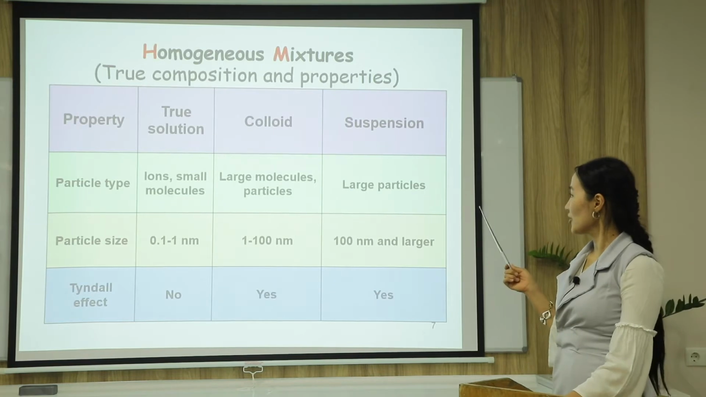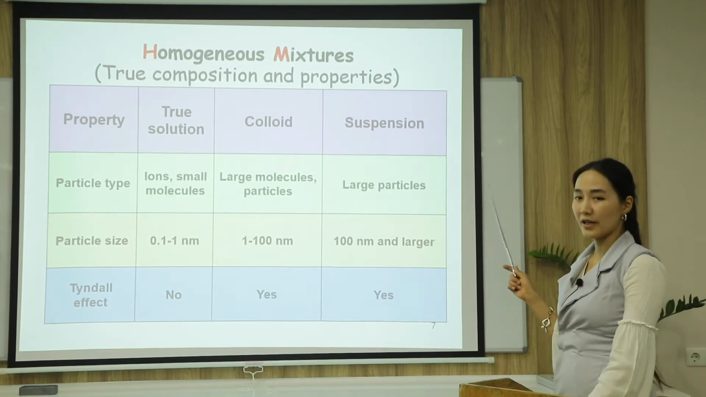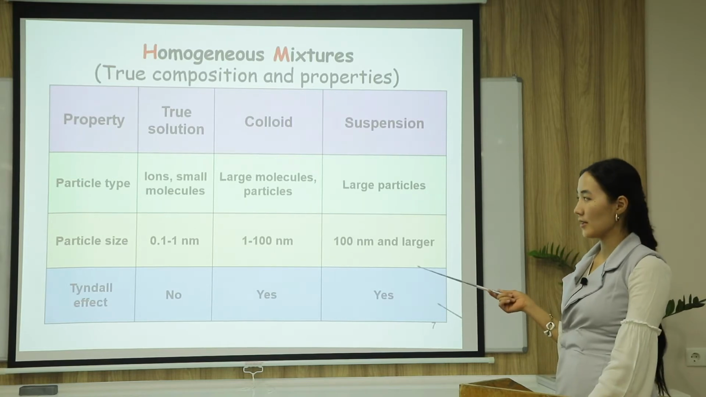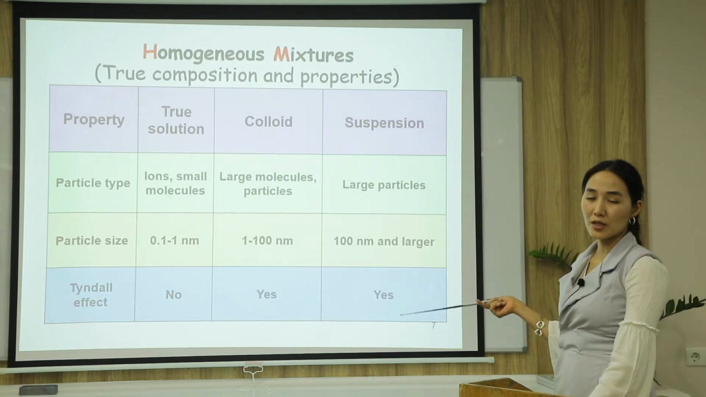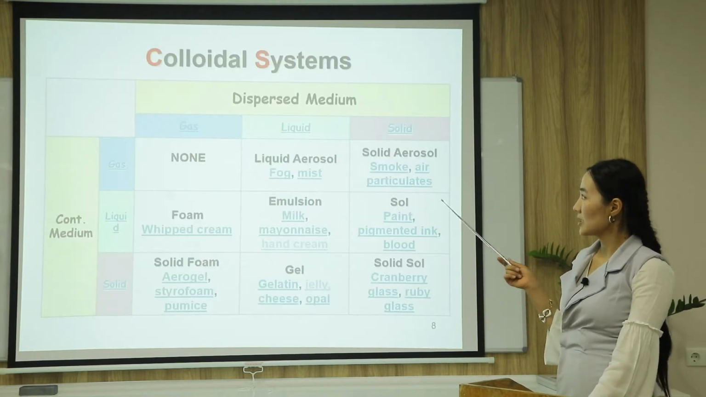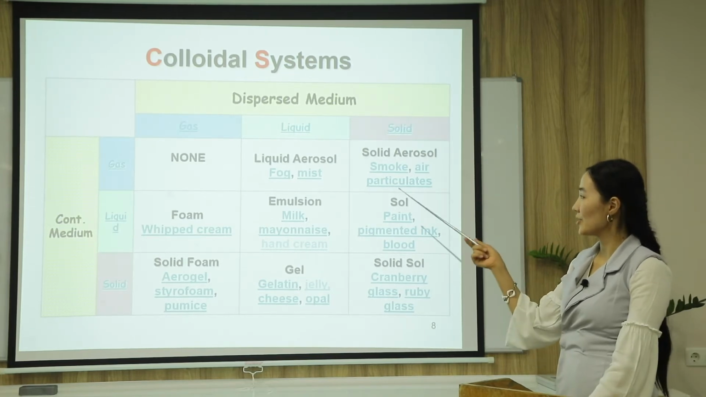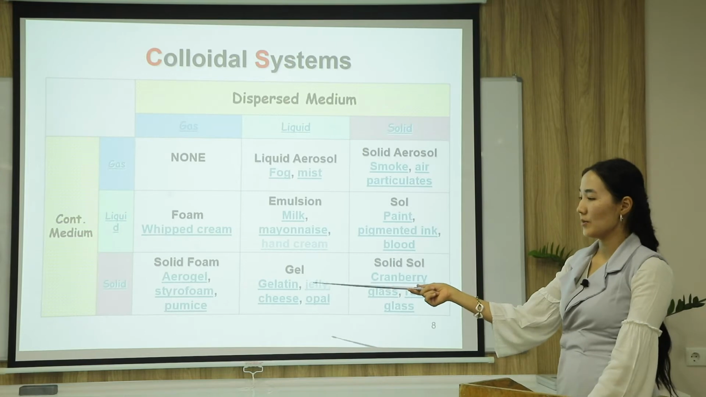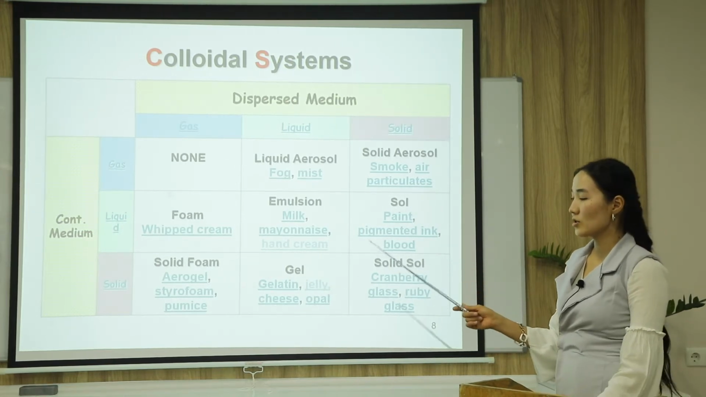In suspension mixtures we have large particles from 100 nanometers and larger. As in the previous slides I showed, the maximum will be up to 1000 nanometers. Please next slide. Colloidal systems have different types, as I said, for the dispersed medium and for the continuous medium. Here you can see gas, liquid, and solid.